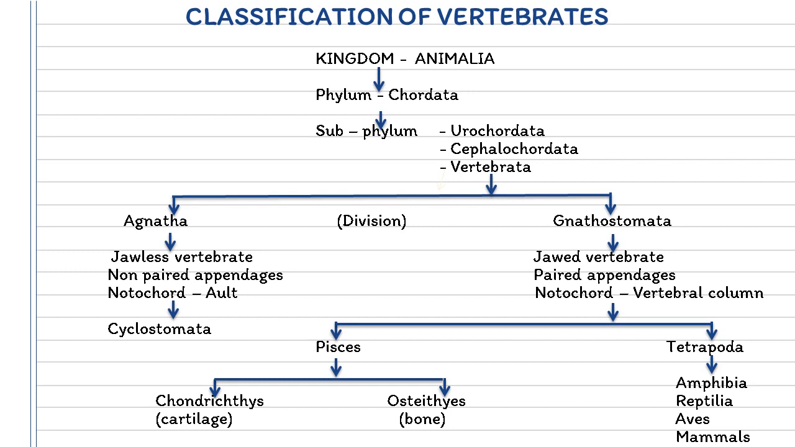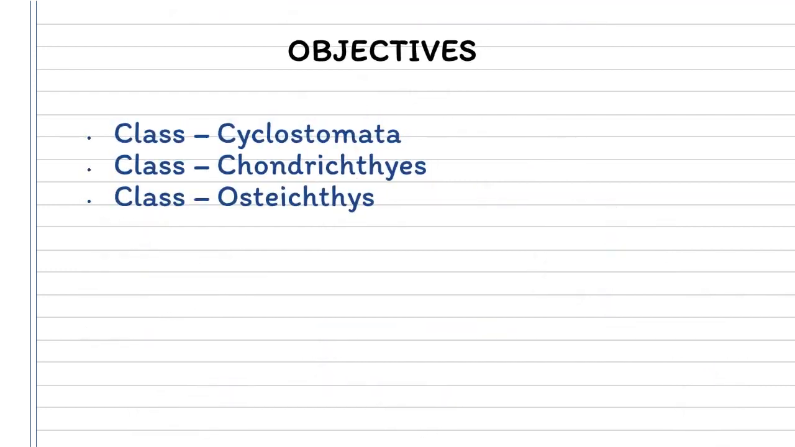Then what are the classes belonging to the Tetrapoda? Amphibia, Reptilia, Aves as well as Mammalia belong to Tetrapoda. Whatever I have explained previously is displayed as one flow chart here. Understand? Now let us go into further details regarding these three classes: Cyclostomata, Chondrichthyes as well as Osteichthyes. Today's topic we are supposed to discuss now: class Cyclostomata, class Chondrichthyes as well as class Osteichthyes.